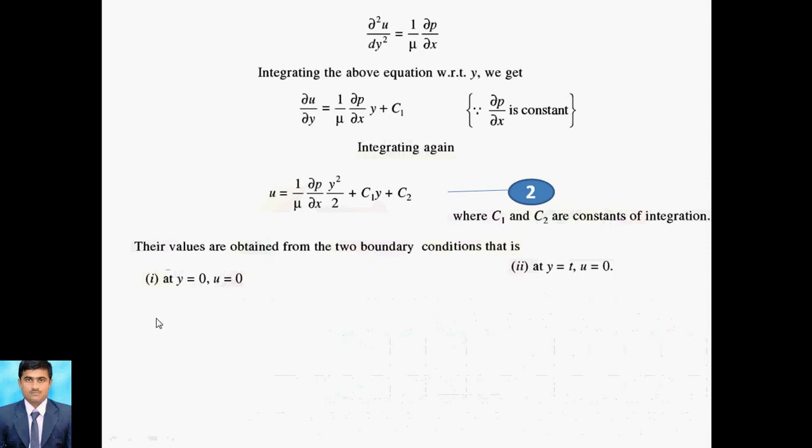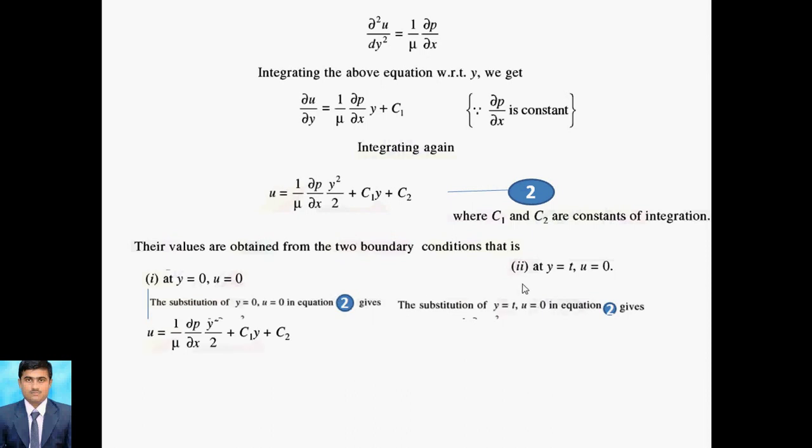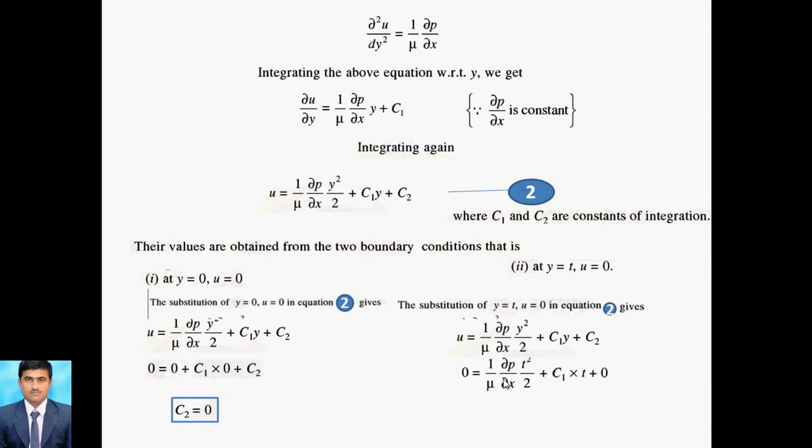Now we put the boundary condition first, that is y equal to 0, u equal to 0, in equation number 2. So first of all we look at y equal to 0, u equal to 0. Here we can put this, and after that we get the value of c2. So c2 becomes 0. Now we know that at y equal to t, u equal to 0. If you put this in the general equation, what will happen? The equation becomes 0 equal to 1/μ ∂p/∂x t²/2 plus c1 t plus 0. So from this, c1 is equal to minus 1/(2μ) ∂p/∂x into t. So this is the value for c1 and c2.